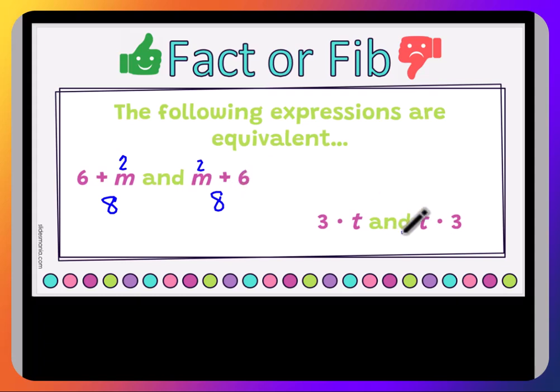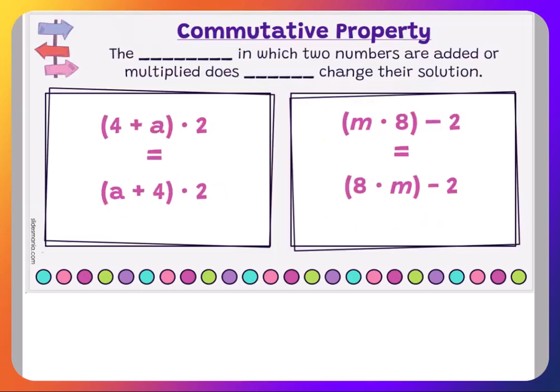3 times t and t times 3. How did these two expressions change? Did the numbers or the variables change? No, it's still a 3, it's still a t. Did the operation change? No, it's still multiplication. They just flipped the order. So let's do the same thing. Let's substitute a 4 for t. 3 times 4 is 12, and do the same thing over here. Substitute a 4 for t. 4 times 3 is also 12. So they are equivalent. This property is what we call the commutative property.